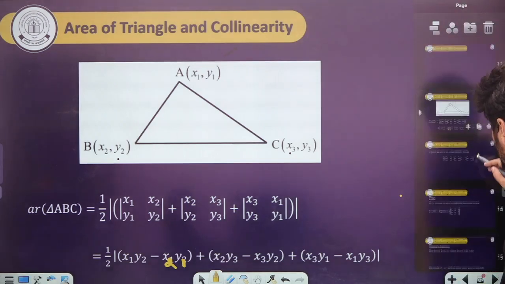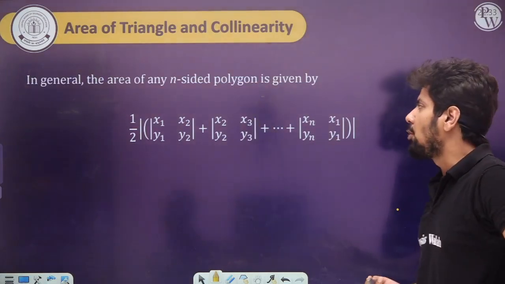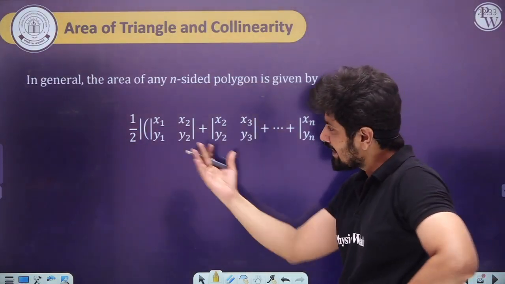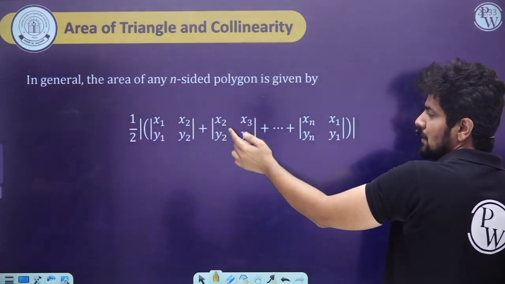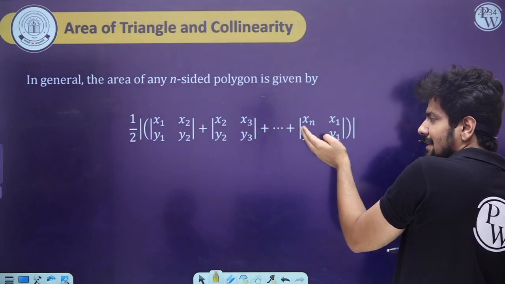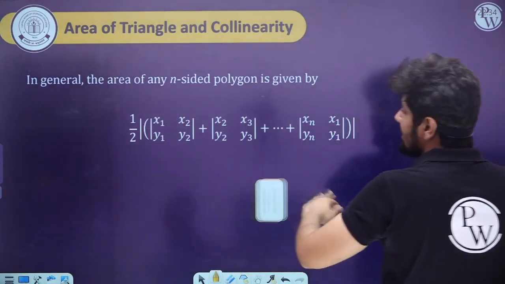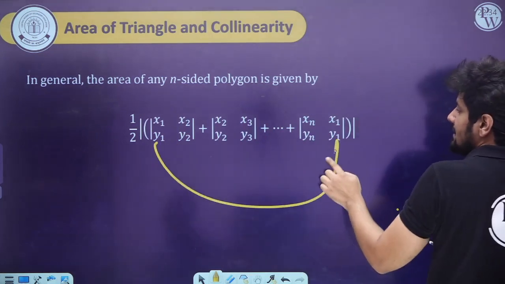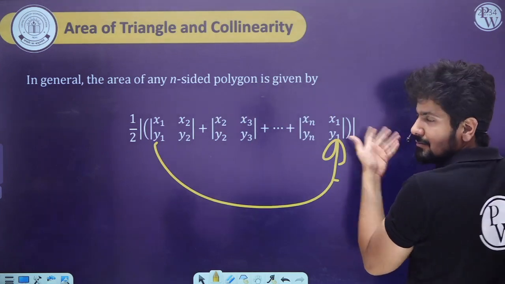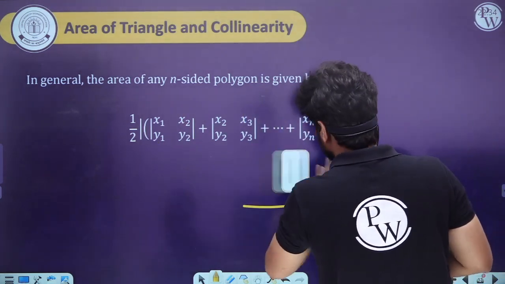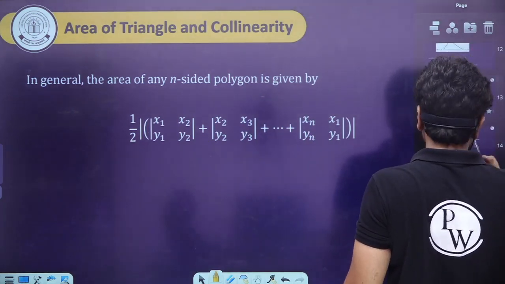Now let's have a look. In general, if an n-sided polygon is given, we can extend this formula starting with the vertex x1 y1, then x2 y2, then x2 y2 x3 y3, then x3 y3 and so on. As you can see, this is repeated over here, and then this cycle ends with x1, y1. It starts with a coordinate, it ends with the same coordinate. That's the only thing you need to be aware of. Okay, let's practice some questions on it.